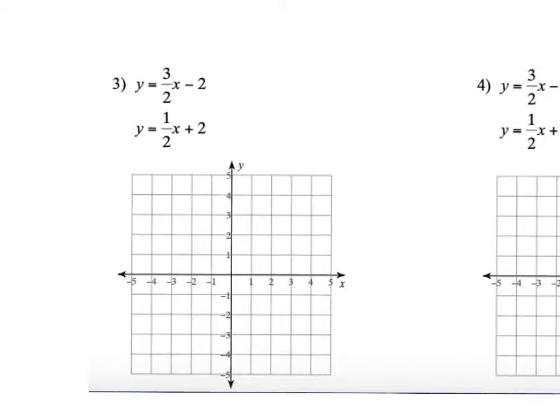So for number 3, I've got my first line, which is y equals 3 over 2x minus 2. My b is that negative 2. So I'm going to begin at 0, negative 2. Now my slope is my number in front of my x. Remember that in slope-intercept form, our m is always next to our x, y equals mx plus b. And our m represents how we move. So my slope is 3 over 2.